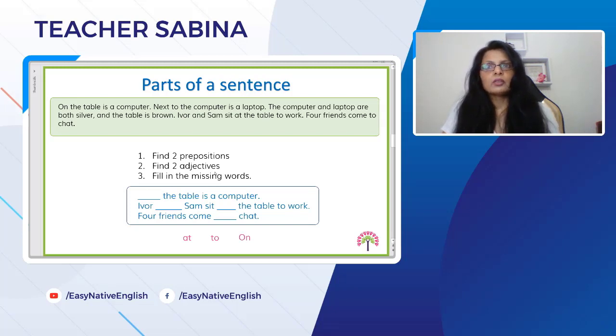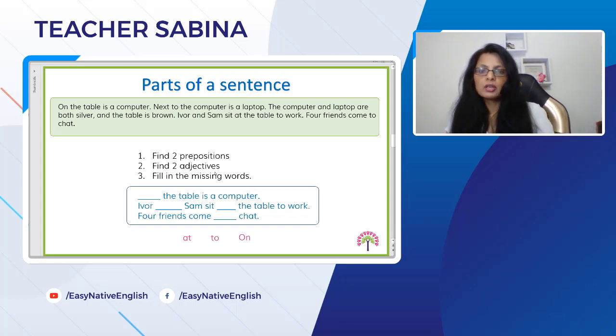So we're either looking for words like behind, in front of, under, above, on, in, next to. All of those words are prepositions. It tells us the position of something. So in this text, we only need to find two words that are prepositions. Now, if we look at the beginning of the first sentence, we can find a preposition right at the start. On the table is a computer. So the preposition "on" is at the beginning of that sentence.